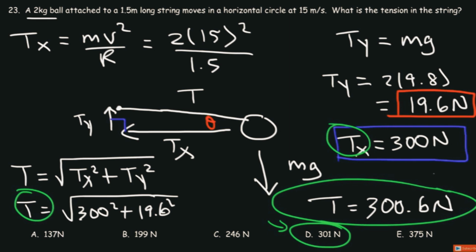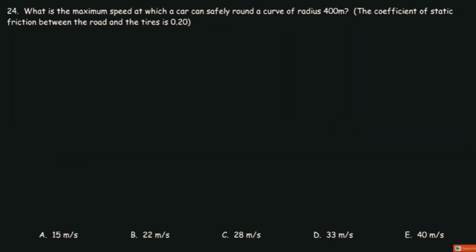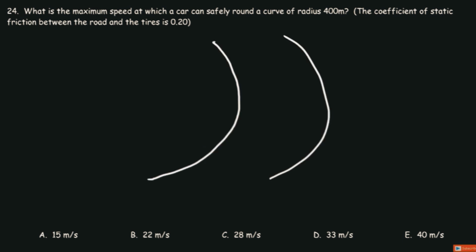Number 24. What is the maximum speed at which a car can safely round a curve of radius 400 meters? So let's say this is the curve that the car is traveling. It is making a turn, and to make this turn, it needs extra centripetal force, which is directed toward the center of the circle.